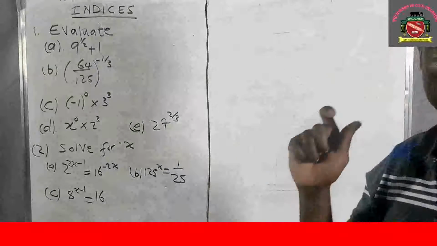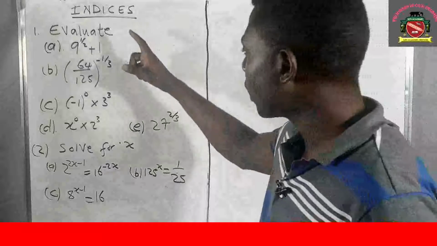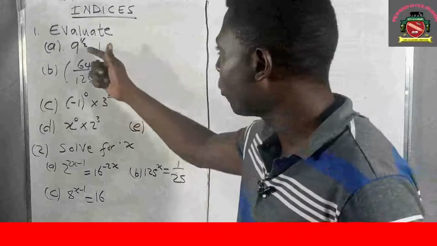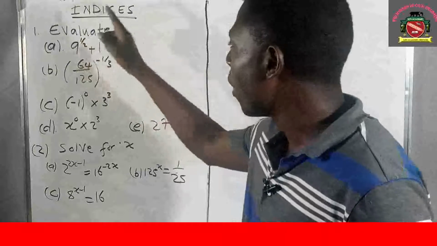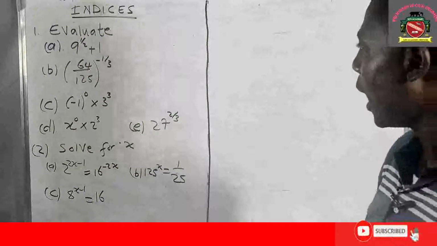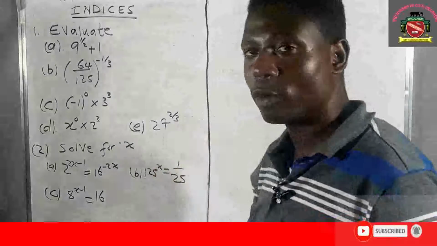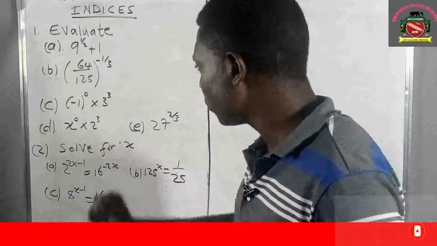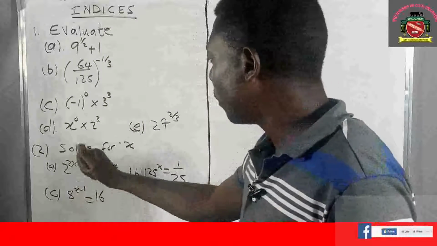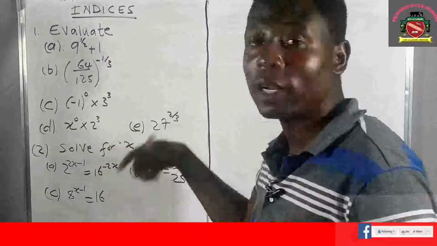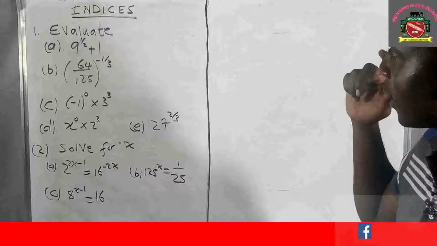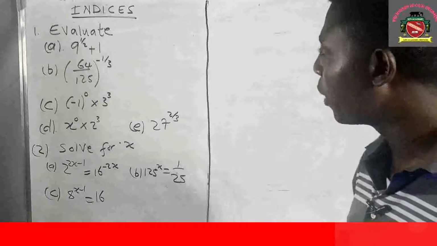The first part, they are going to ask you to evaluate these numbers, or these questions. Let's say you've been given 9 to the power half plus 1. They ask you to evaluate it. And then the second part, they're going to ask you to solve for x. They'll give you an equation which is also in terms of indices, where they are saying 2 to the power 2x minus 1 is equal to 6 to the power negative 2x, and you are solving for x. So to start the ball rolling, let's evaluate these questions that have been given to us.